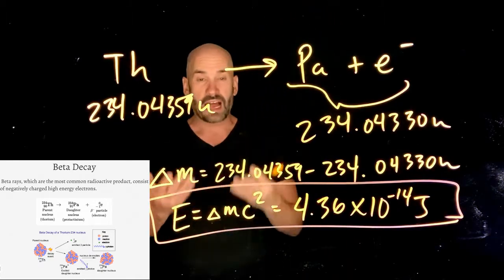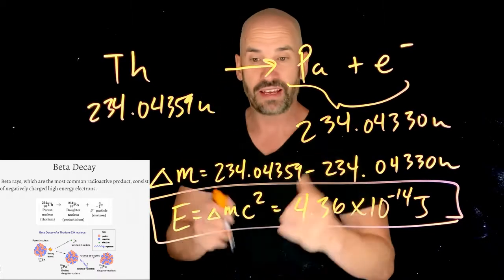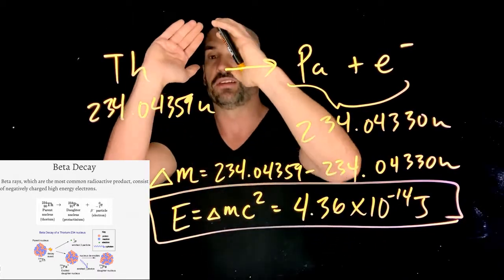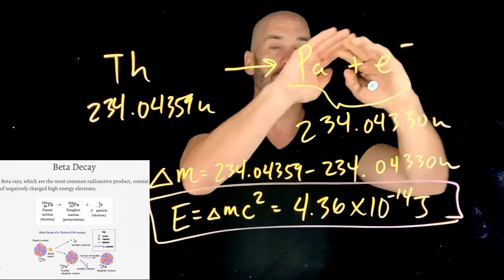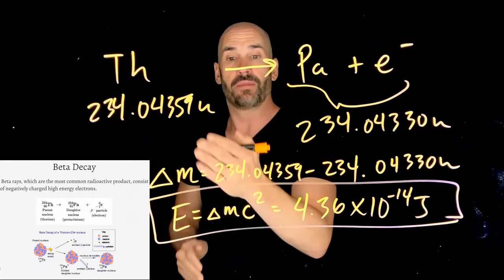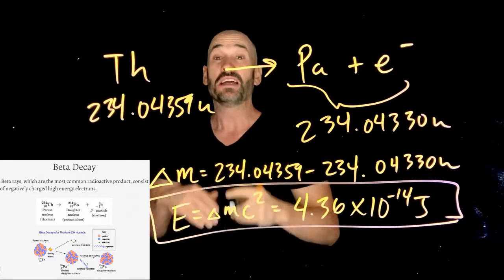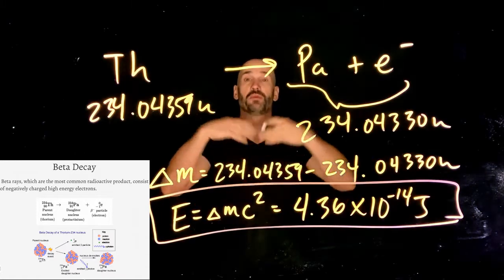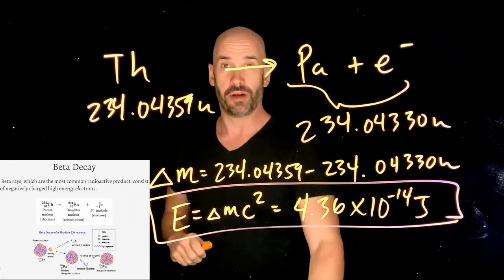But now you're kind of getting the hang of this. Once again, you have this parent mass and these daughter masses. Find the difference, you get a mass defect, multiply that by c squared, you get the binding energy or the energy released in the radioactive decay.